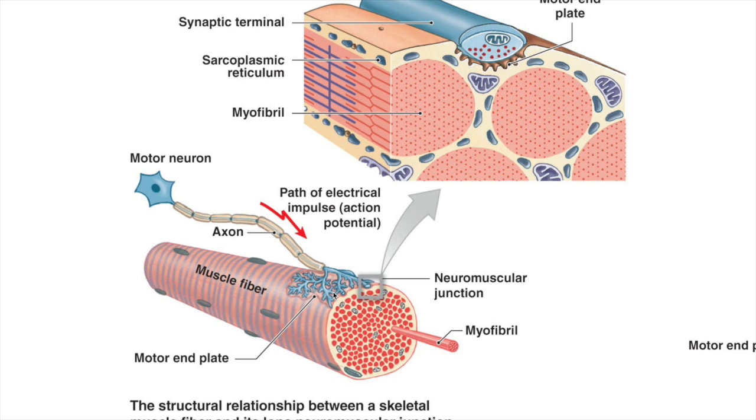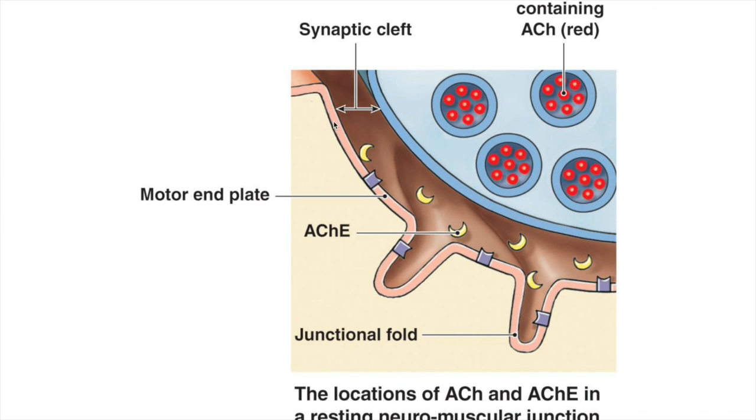The synaptic terminal comes close to the motor end plate of the muscle cell. And the motor end plate is right here where the synaptic terminal contacts the muscle cell. And if we look closer at this, we can see they're separated by what's called the synaptic cleft. They're not actually touching, but they're very close. The synaptic terminal contains the neurotransmitter acetylcholine, or we abbreviate that as ACh. This is a chemical signaling molecule.